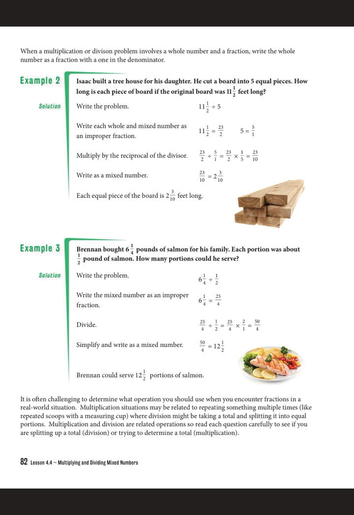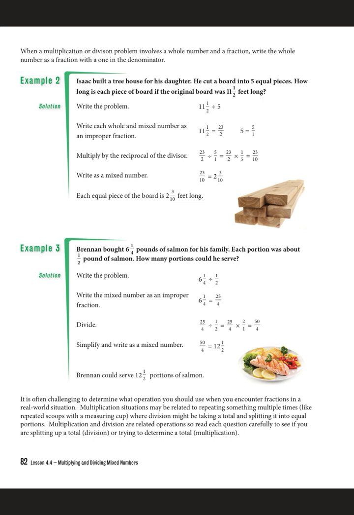When a multiplication or division problem involves a whole number and a fraction, write the whole number as a fraction with a 1 in the denominator. And that's what they're doing in example number 2. I'm going over this pretty quickly because I know that you guys will be going over some of the stuff in the tiered lesson. So in example number 2, it says Isaac built a tree house for his daughter. He cut a board into 5 equal pieces. How long is each piece of board if the original board was 11.5 feet long?